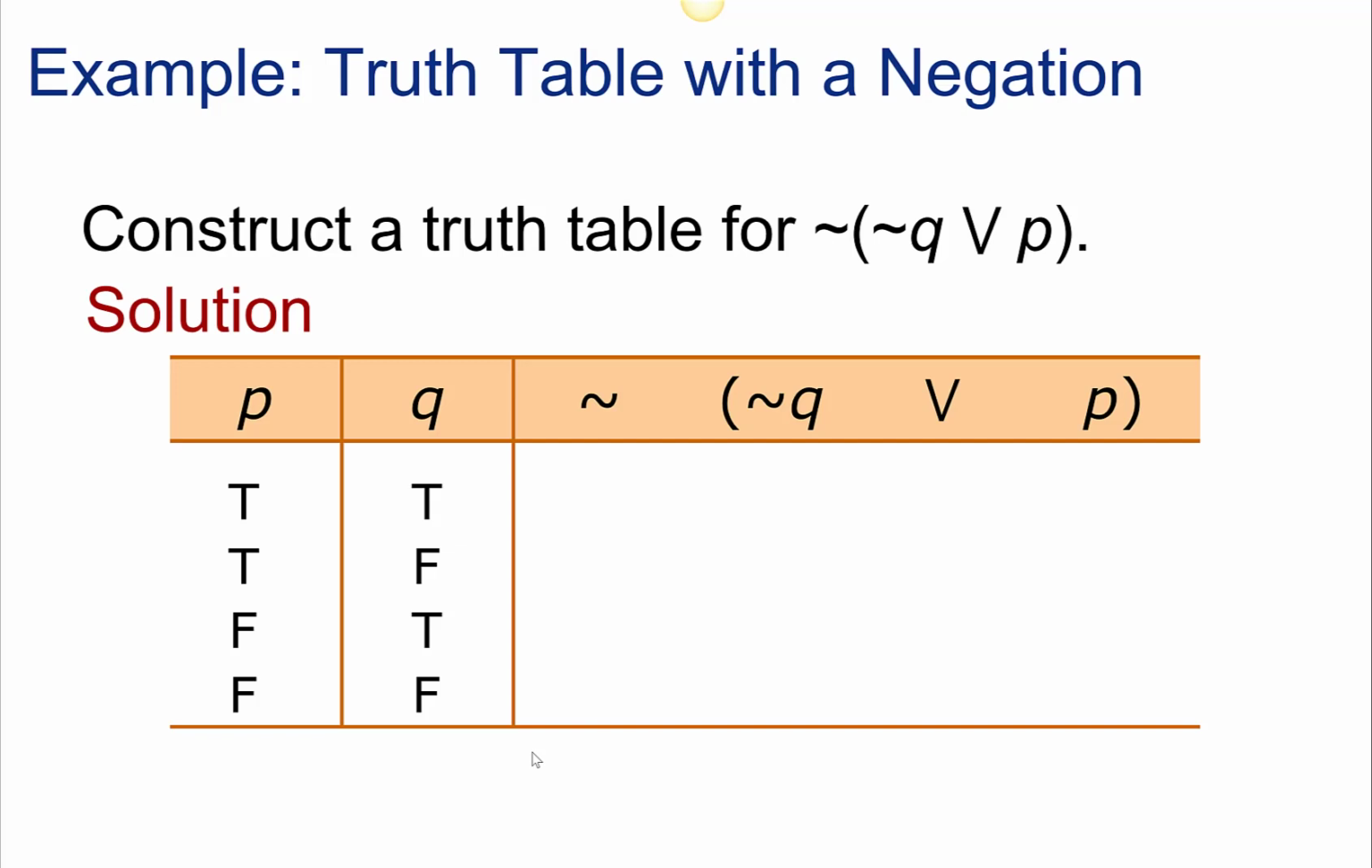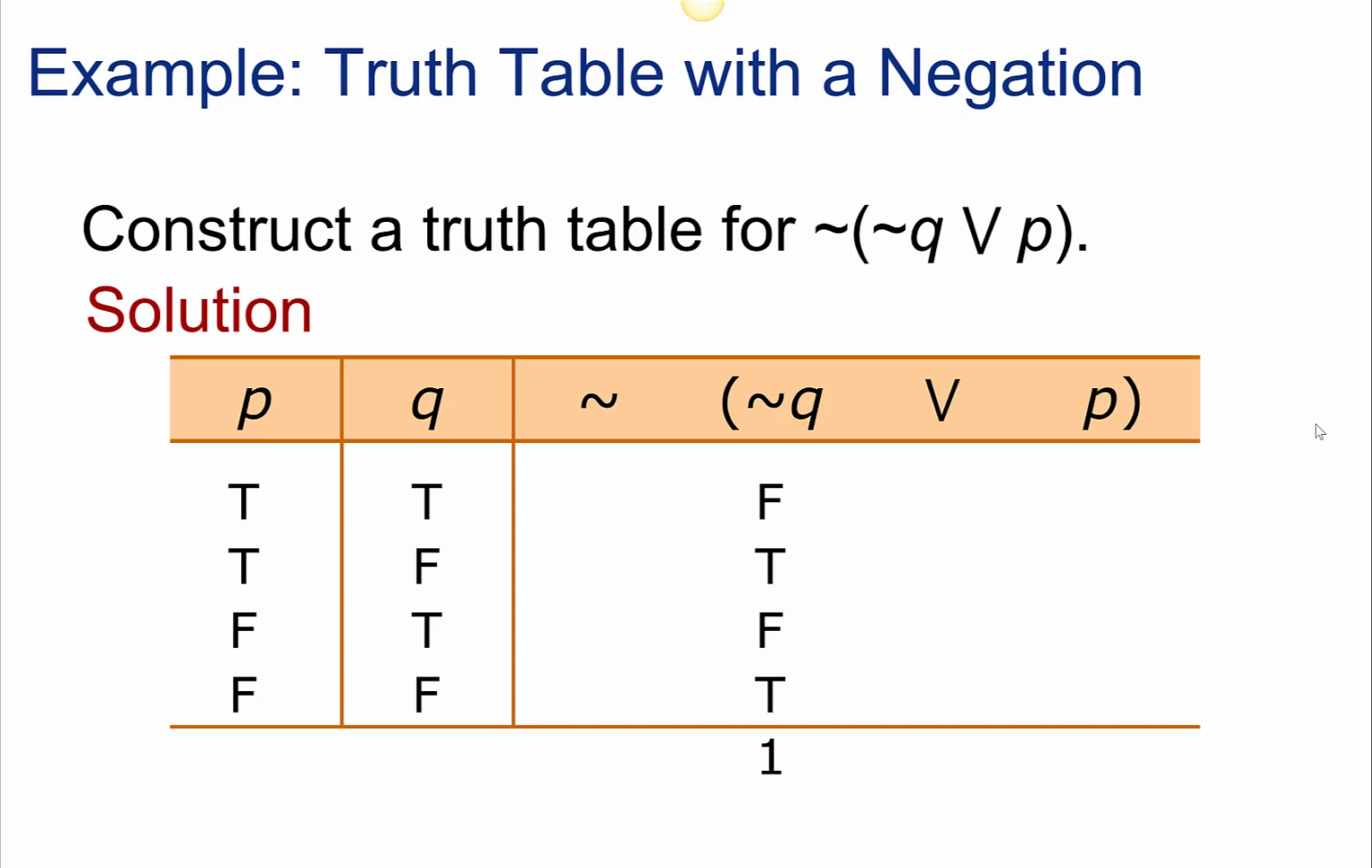And then we're going to have a column for each of the simple statements or decisions, the connectives in the compound statement. And if you notice, I've got a column here for the negation outside the parentheses. I'm going to have a column here for the parentheses with the negation of Q, for the disjunction, and for P. And I'm going to go inside the parentheses, and the first column I'm going to fill in is the negation of Q. So I'm going to take every truth value in the Q column, negate it, take the opposite truth value, and put it into column 1.